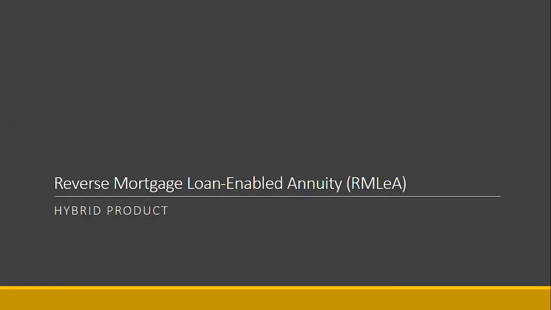Hello, friends. The topic for the day is reverse mortgage loan in context to a special product, which is actually an annuity enabled product. Now, it is also called a hybrid product.